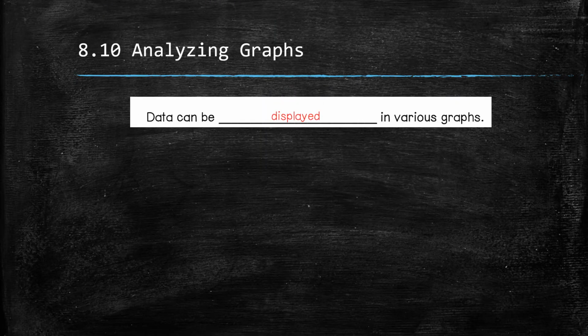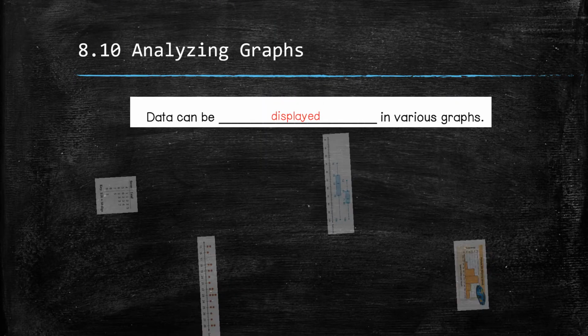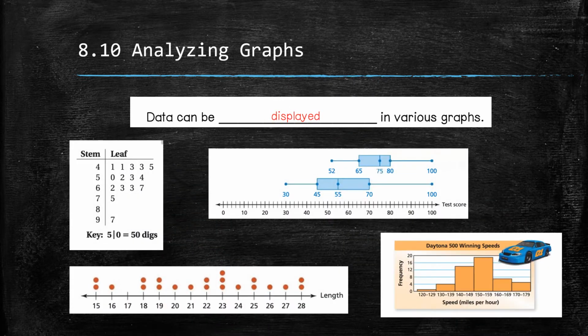Data can be displayed in a variety of graphs, and we've talked about a few in our lessons, such as a stem and leaf plot, a box and whisker plot, a histogram, or a dot plot.